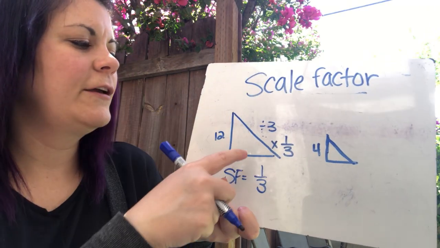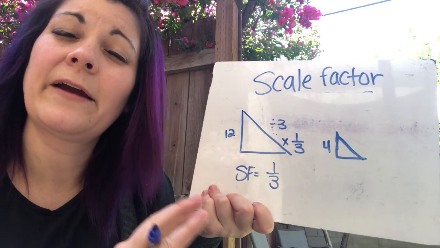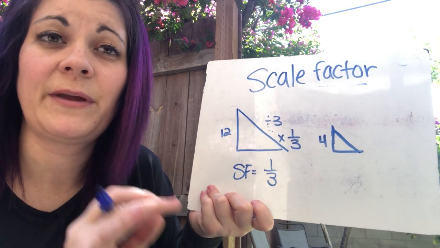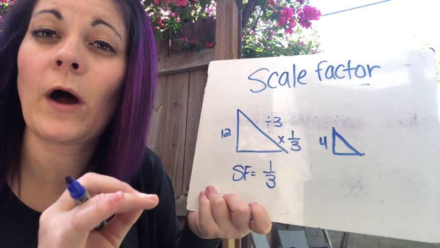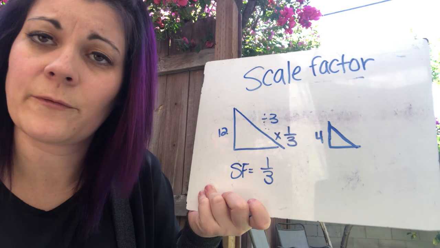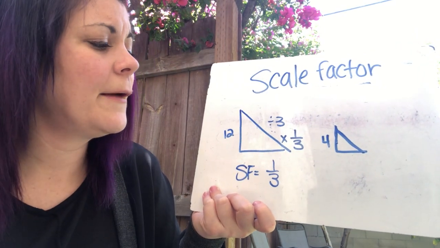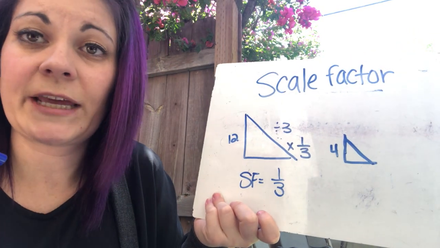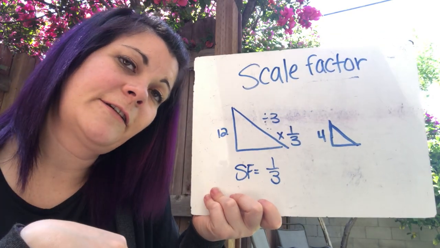Remember, if you're going from bigger to smaller, you guarantee their scale factor has to be a fraction, between 0 and 1, because you went smaller. Any scale factor greater than 1 or 1 or greater is saying that you enlarged it. So that is a little lesson on scale factor.